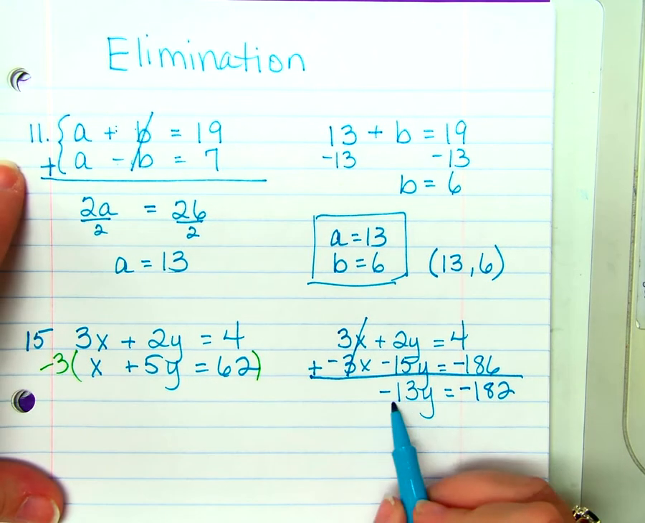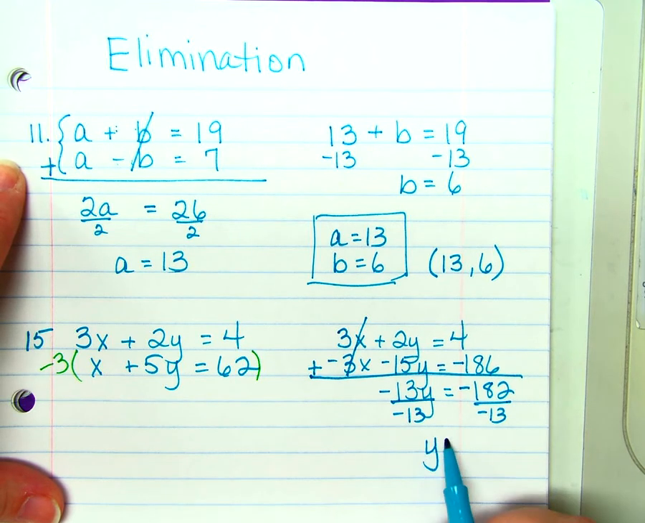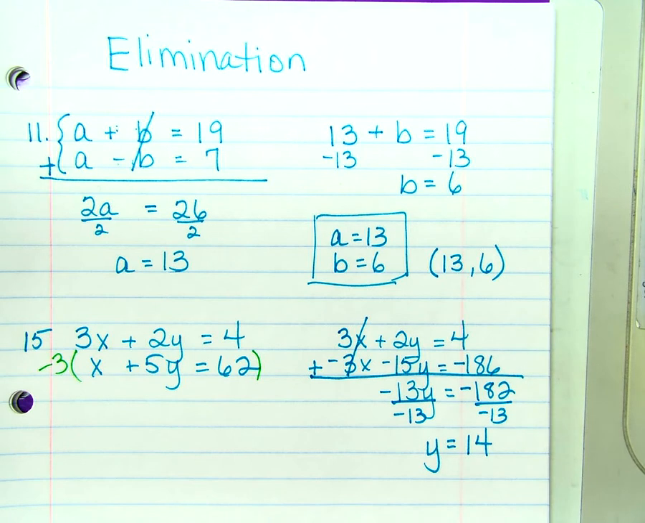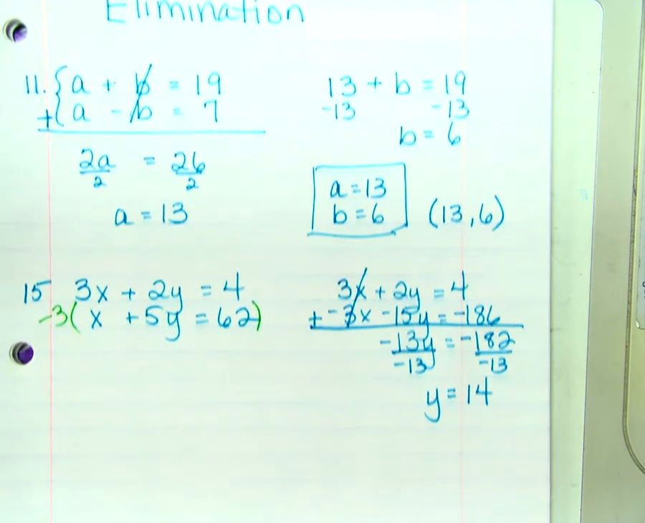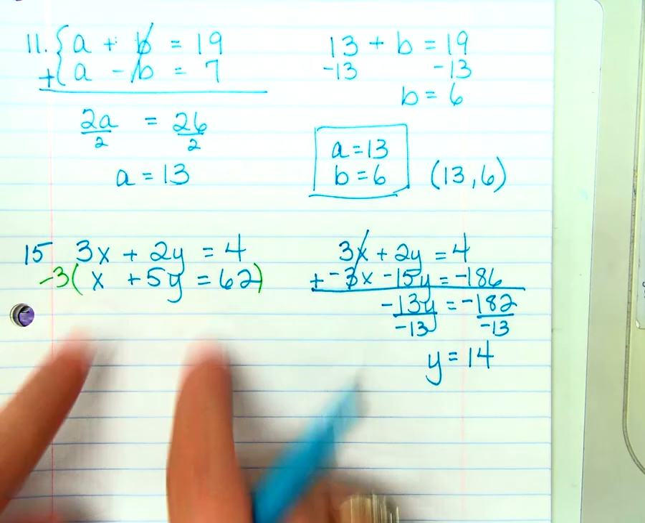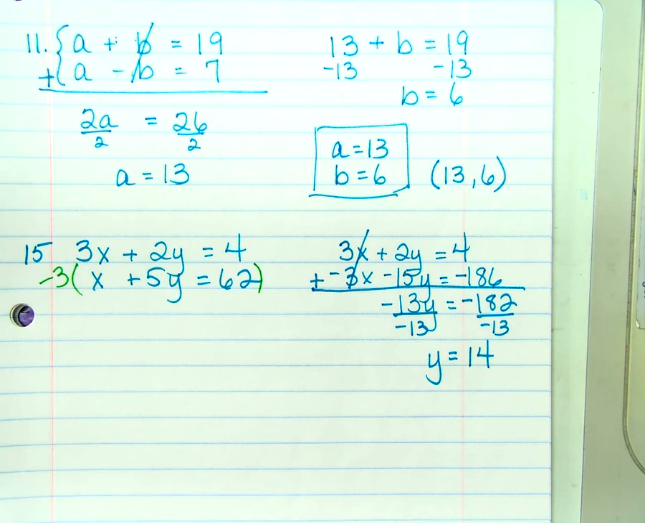When I divide both sides by negative 13, y equals 14. Now again, I'm not finished because I have to solve for x. I can choose either one of these first two original equations to substitute my y back into to solve for x. So it's really your decision which one you choose. But remember, sometimes my job is to figure out what would make it easier for you.